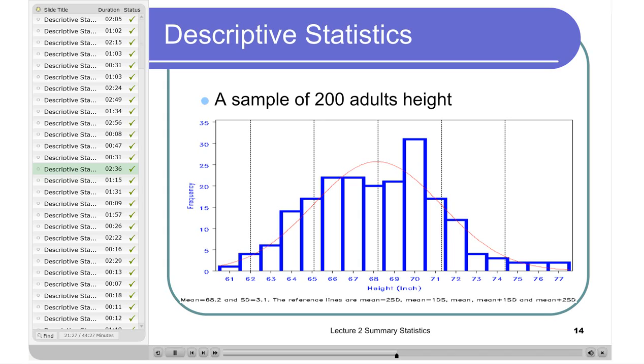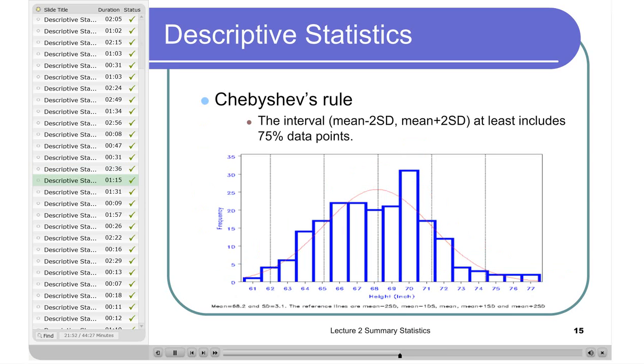Finally, you'll notice that there's a red curve in this graph. That red curve is a normal probability distribution. Now, a normal distribution is basically just a bell curve, and it represents what the histogram would look like if the sample were perfectly normally distributed. And you can see that the sample is reasonably well approximated by a normal distribution, but it isn't exactly normally distributed. Now we can talk about Chebyshev's rule.